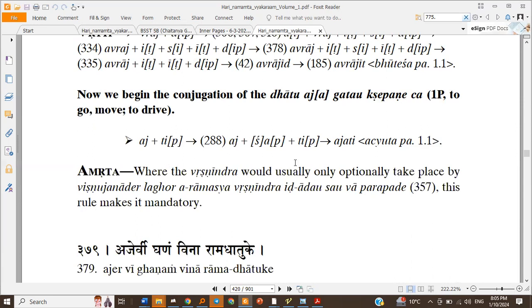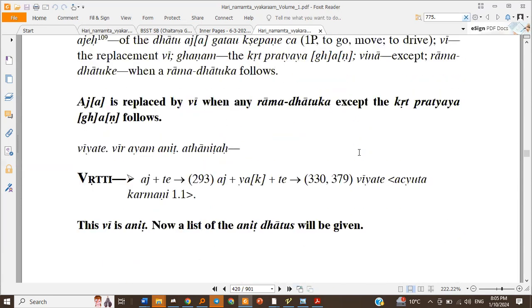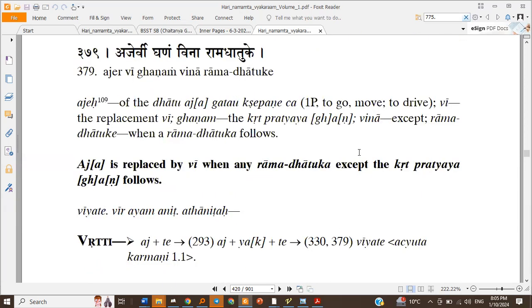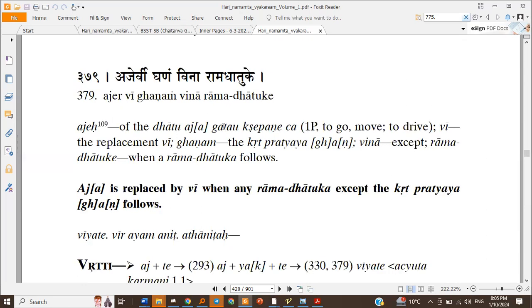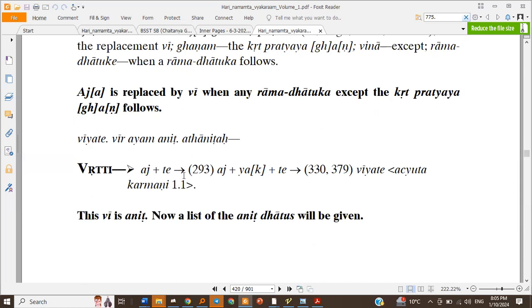Ajagatau Kshepanecha. So Aj plus Tib. So Ajati. Okay, Ajati. And then Ajer V Ghanamina Ram Dhatuke. This Aja Dhatu is replaced by V when any Ram Dhatuka except the Krit Pratyay Ghan follows. So when any Ram Dhatuka Pratyay follows, this Aja is replaced by V. So Aj plus Te, Yak is there, Yak is a Ram Dhatuka. So Aj changes into V and we get Viyate.